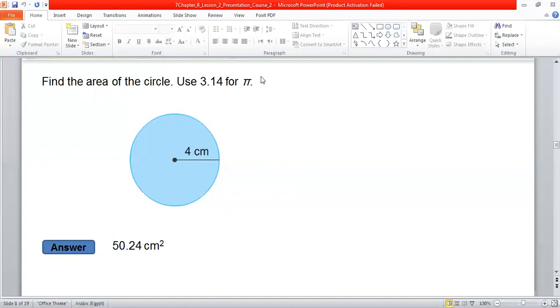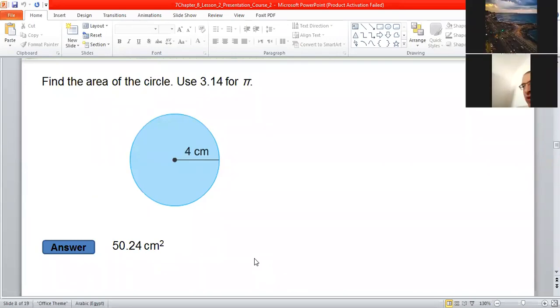50.24. Wait, I will wait for you. Can you repeat the question? Again, 3.14, my friend, times 4 squared, it means 4 by 4 equals 16. So I can make it directly 3.14 times 16. 3.14 times 16 equals 50.24. So the answer of this one, Muhammad, is 50.24.